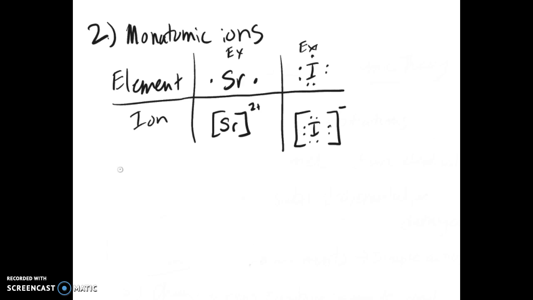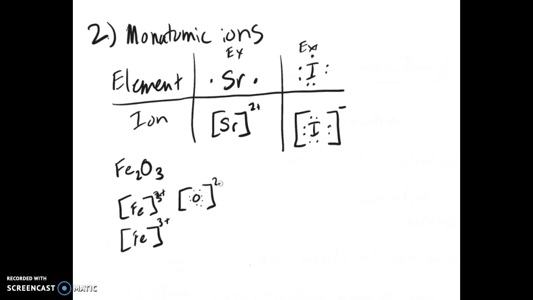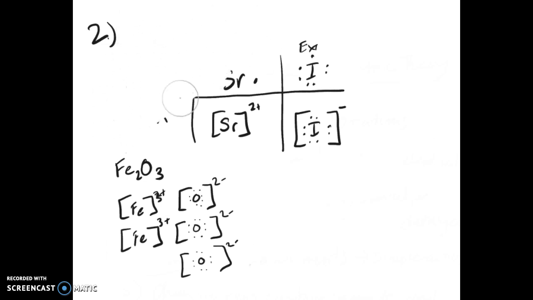Now, to write them together for something like, say, ferric oxide or iron 3 oxide, what you have to do is you have to draw however many of the ions are present, which in this case it's iron 3+, and there are 2 of them. And oxygen, since it's the anion, gets the full valence shell, its charge, and there are 3 of them. It's pretty simple. We don't do as much of this as we do in the other ones.